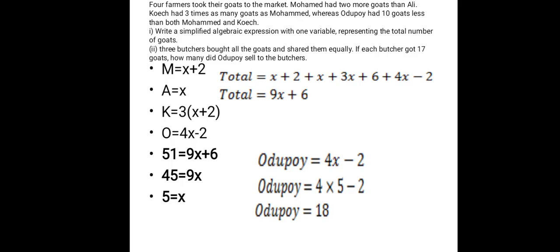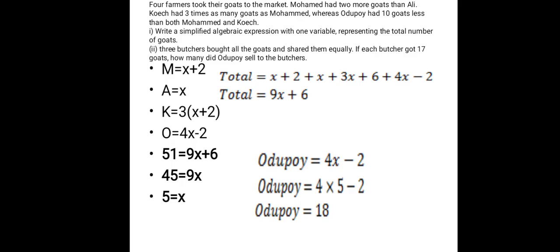4 farmers took their goats to the market. Mohammed had 2 more goats than Ali. Koech had 3 times as many goats as Mohammed, whereas Odupoi had 10 goats less than both Mohammed and Koech. 1. Write a simplified algebraic expression with one variable representing the total number of goats. 2. 3 butchers bought all the goats and shared them equally. If each butcher got 17 goats, how many did Odupoi sell to the butchers?